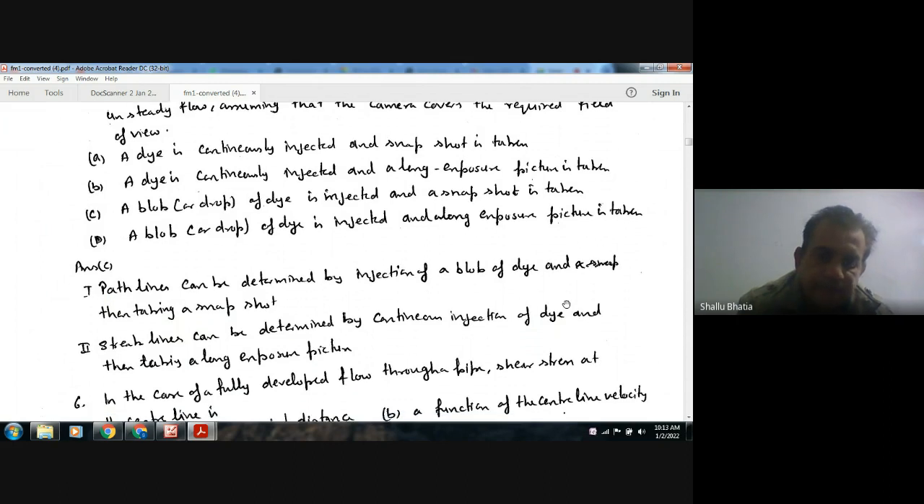A path line is defined by the injection of a small drop of dye and then a long exposure picture is taken, whereas streak lines are determined by dye being continuously injected and a snapshot taken. So the answer is your option D.